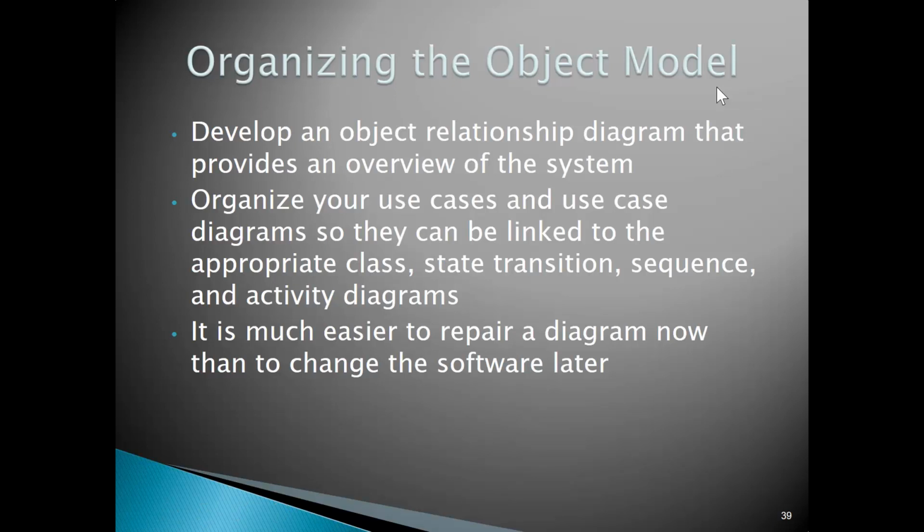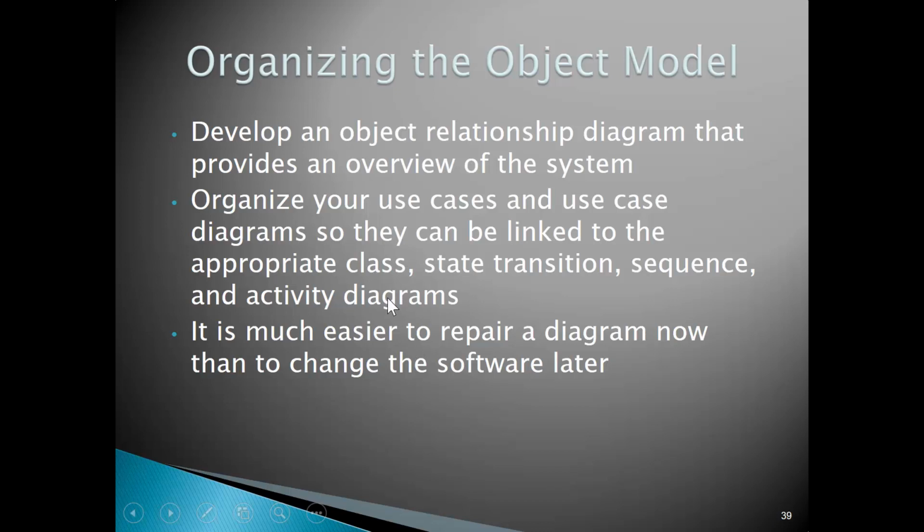Okay, so organizing the object model, develop an object relationship diagram that provides an overview of the system. So we may have these huge objects that become subclasses of that object, right? Organize your use cases and use case diagrams so that they can be linked to the appropriate class, state transition request. A lot of times we'll have documentation on each of these diagrams that says, this is related to this use case. So as you look at this state transition diagram, go find the documentation on this use case.